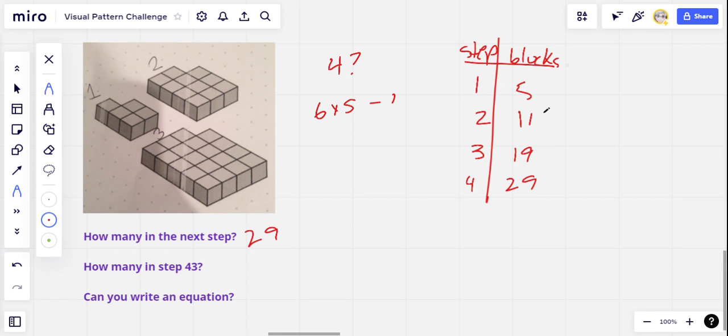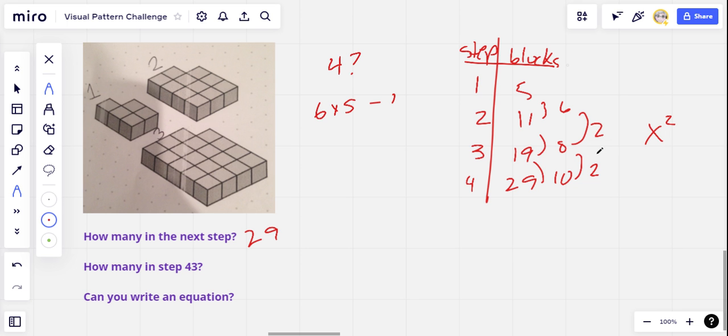So to analyze these numbers, we'll take the difference between each step. 11 minus 5 is 6, 19 minus 11 is 8, and 29 minus 19 is 10. Not a constant, so it's not a linear pattern. Let's see if it's a quadratic by taking the difference of the differences. 8 minus 6 is 2, and 10 minus 8 is 2. Aha! When you get a constant in the second order differences, that means it's a quadratic. This 2 means that the coefficient is 1. So it's just going to be an x squared as our leading term. You take this difference of the difference number, if it's a constant, and divide it by 2 to get the coefficient of the x squared term.